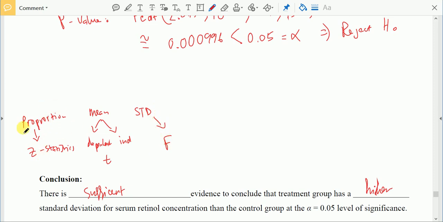So there's a total of one section for proportion, 2 for the mean, so 3, and with standard deviation that is 4. So we have a total of 4 sections in this chapter, and this is the end of chapter 9 in your textbook.